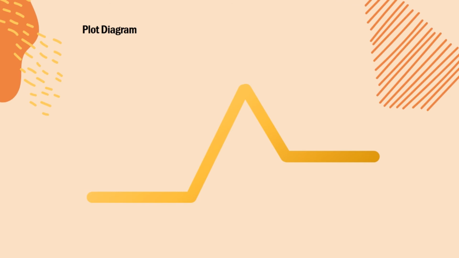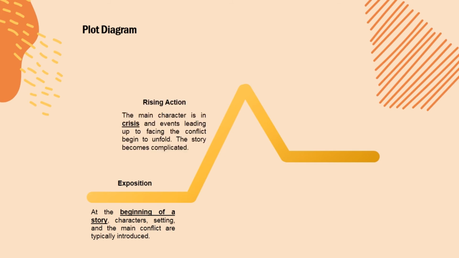There are 5 plot elements or parts of a plot. Exposition. It is found at the beginning of a story wherein characters, setting, and the main conflicts are typically introduced. Exposition is introduction of the story. Rising action. The main character is in crisis, and events leading up to facing the conflict begin to unfold. The story becomes complicated. It is during this part of the story that excitement, tension, or crisis is encountered.